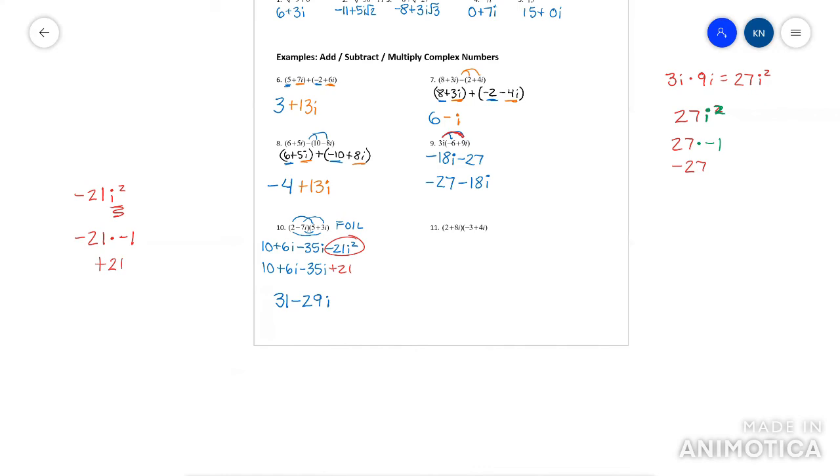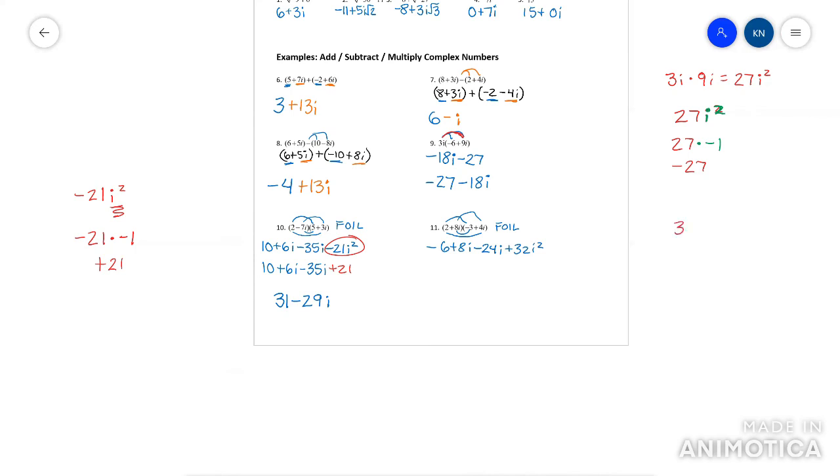So let's look at one more example of when that happens, because this is probably a common test question. So I'm going to again run FOIL. Anytime I see a binomial times a binomial, I'm going to run FOIL. So the first, 2 times negative 3, is negative 6. The outside, 2 times 4i, is 8i. The inside, 8i times -3, is minus 24i. And then the last is 8i times 4i, which is 32i squared.